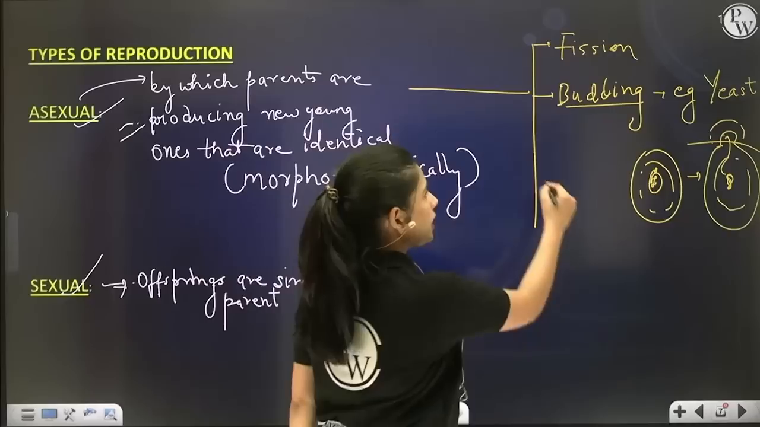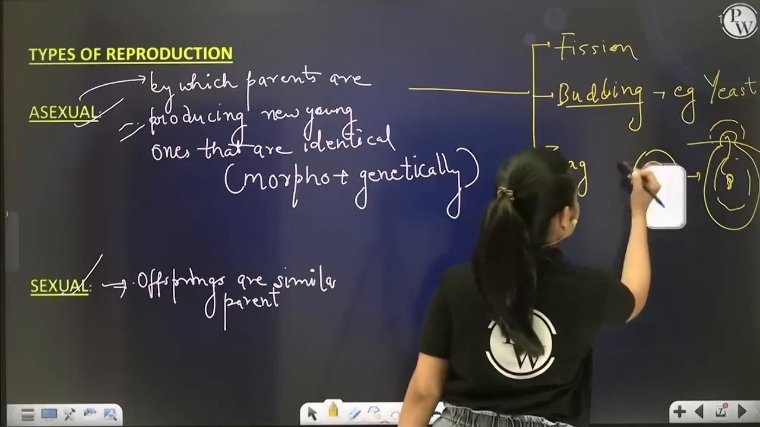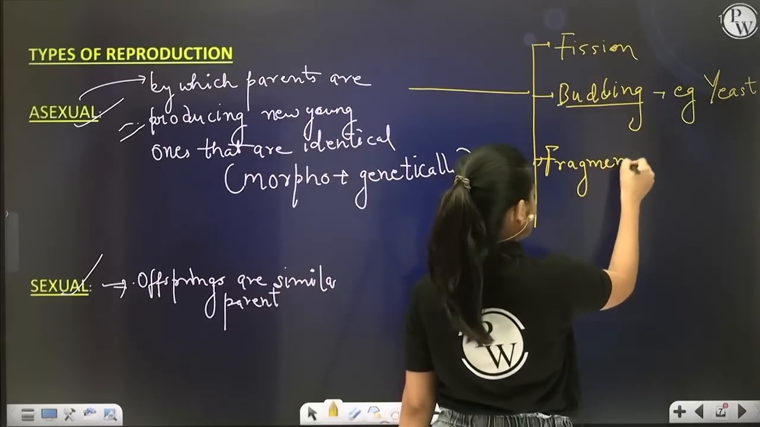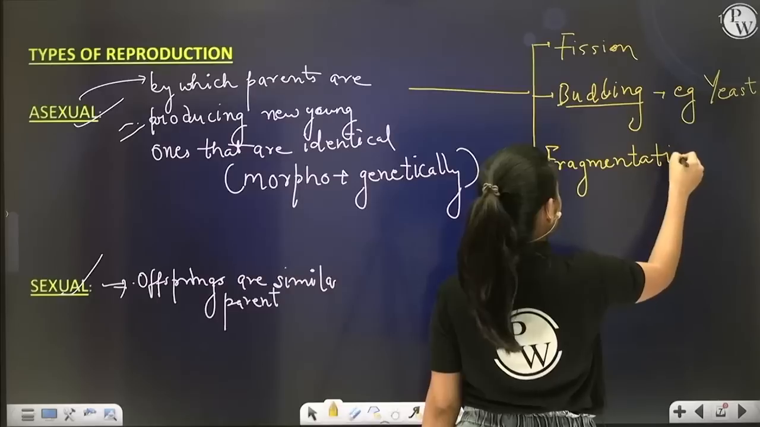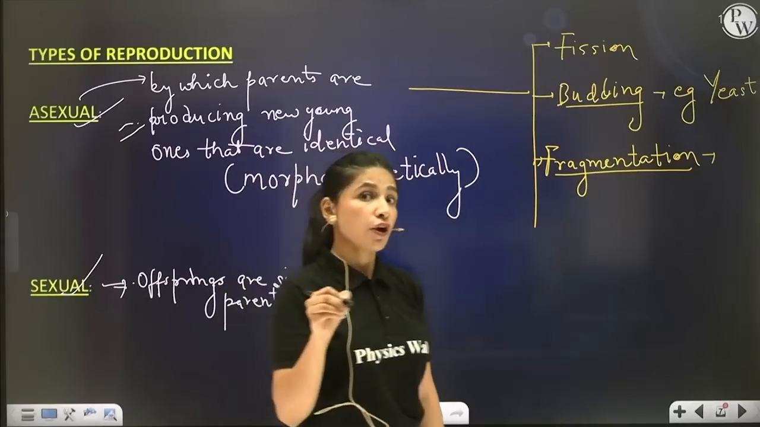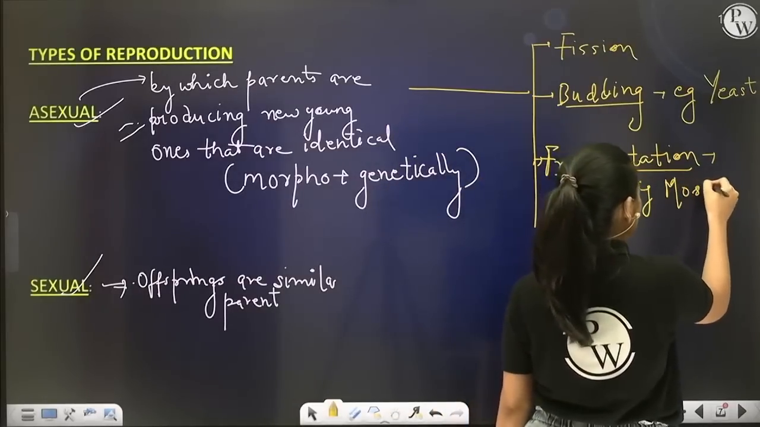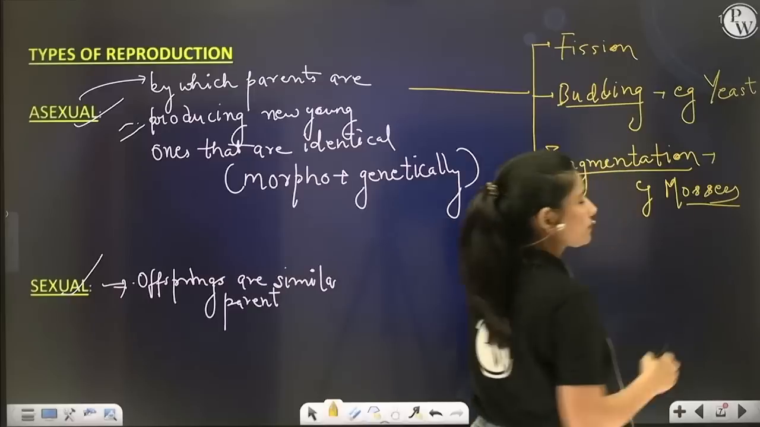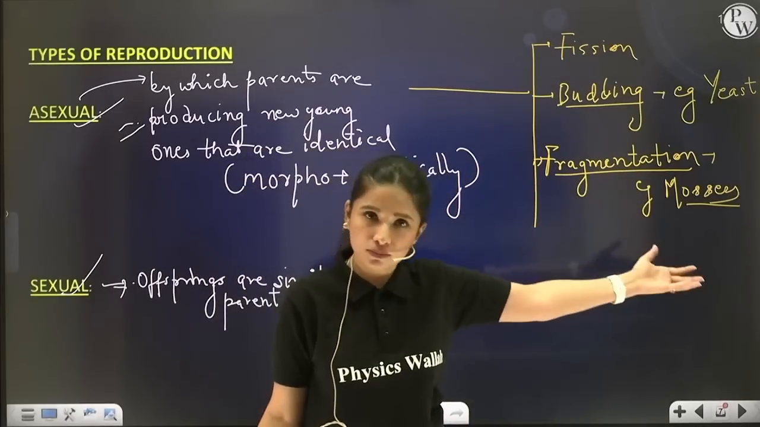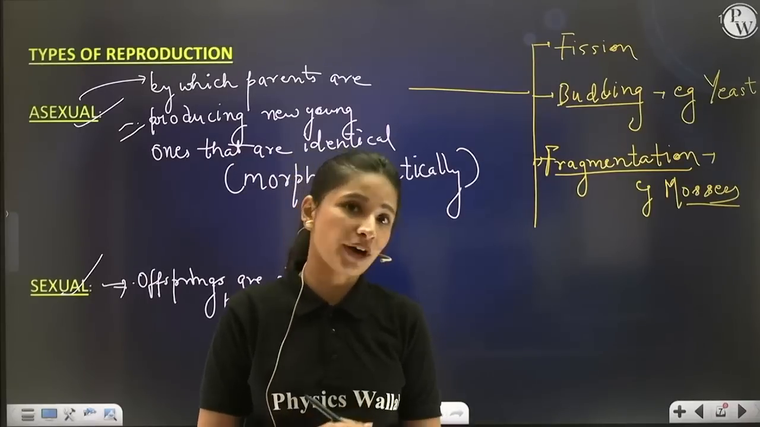Clear? Very good. Apart from these two, fragmentation is also one of the methods. Let me just remove this so that space can be created. Fragmentation. Fragmentation is also one of the methods of asexual reproduction which you observe in case of mosses. Mosses are the highermost bryophytes. Okay? In mosses you observe this type of reproduction. Apart from mosses, lower organisms like fungi also reproduce by the method of fragmentation.